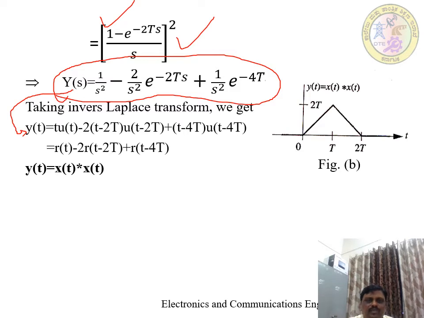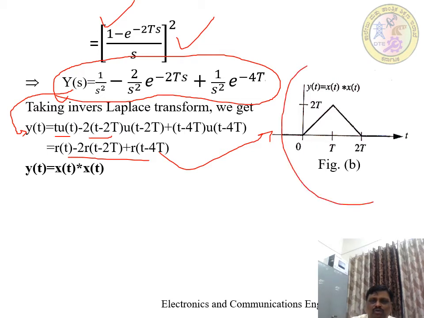t. Then 1 by s square is the ramp function, and 2 by s square is the delayed ramp function multiplied with the step function, and 1 by s square, what is this? It is the ramp function, the delayed ramp function. Therefore, now you have got this. If I draw this, I am getting figure number B, which is shown here.